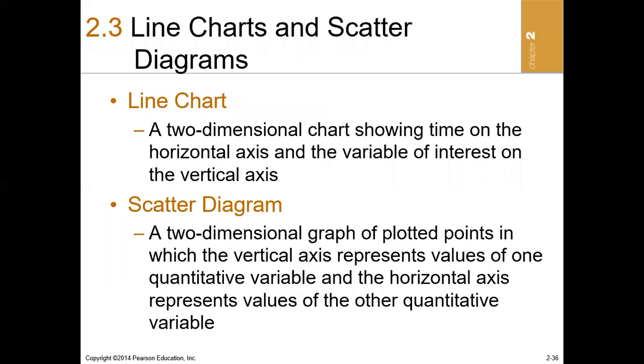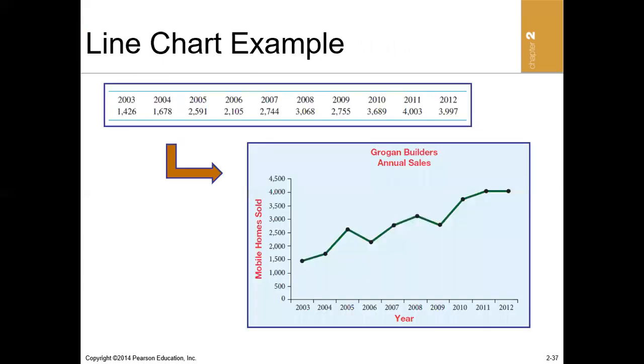Then also we have the line chart and scatter diagram. All right. A line chart is a 2-dimensional chart showing time on the horizontal axis and the variable of interest on the vertical axis. The scatter diagram is a 2-dimensional graph of plotted points in which the vertical axis represents values of one quantitative variable and the horizontal axis represents values of another quantitative variable.